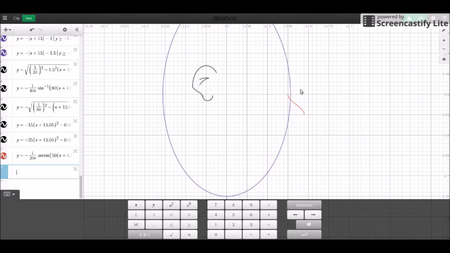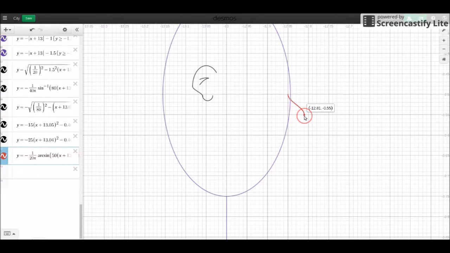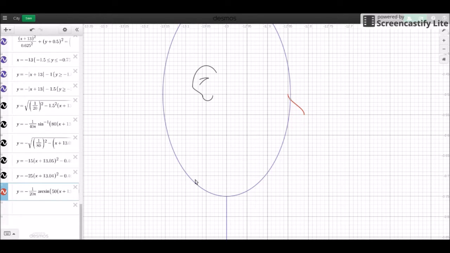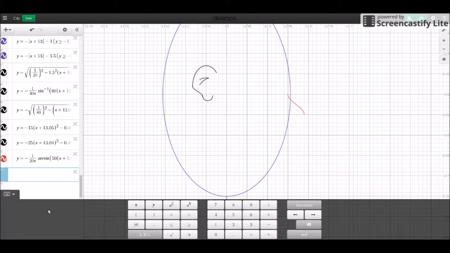So the set of equations I'm using is, first I'm using an inverse sine function, and then I'm going to pick it up with the small half circle. So with this one, we're first going to take note of what this point is. So it's negative 12.81.